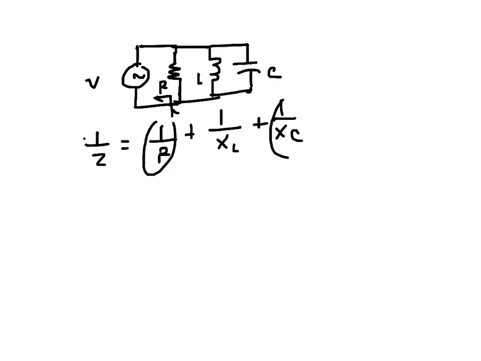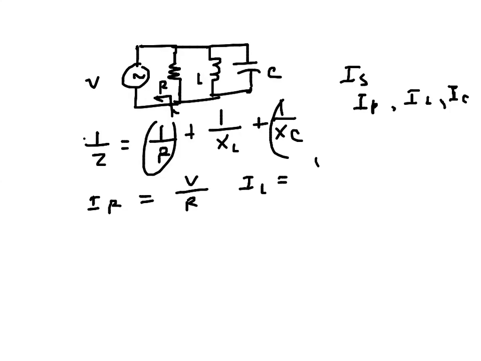Now for current, there will be the total supply current, we can say IS, and the current through resistance, inductance and capacitance, say IR, IL and IC respectively. So IR will essentially be V over R, IL will be V over XL, and IC will be V over XC.